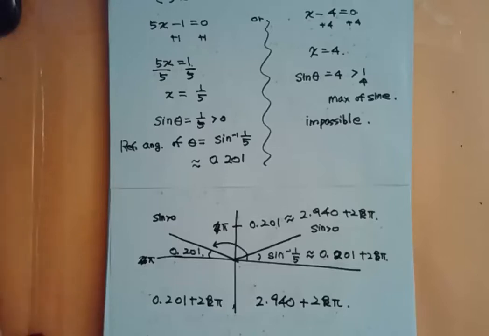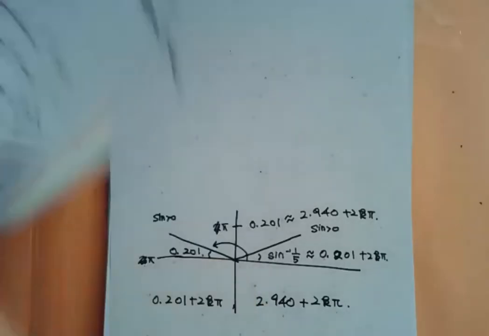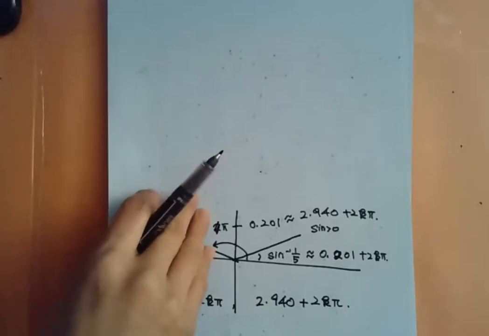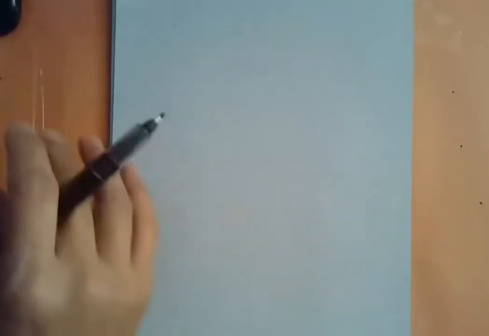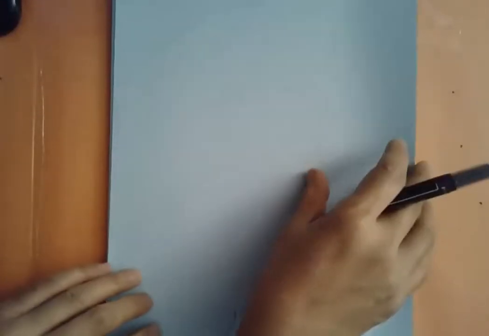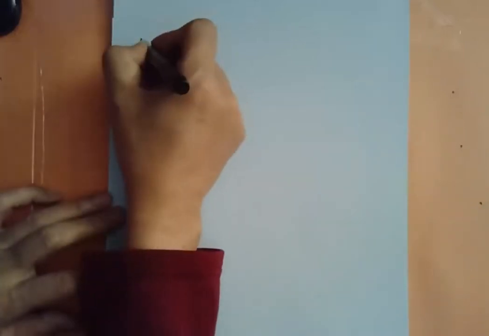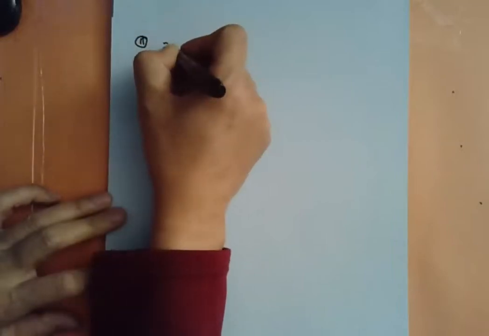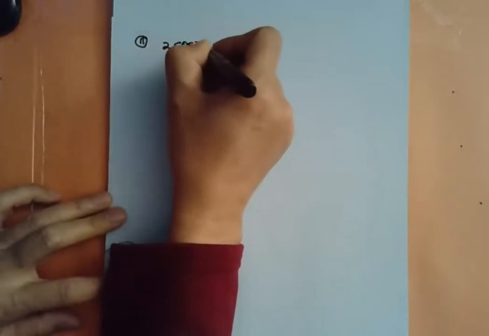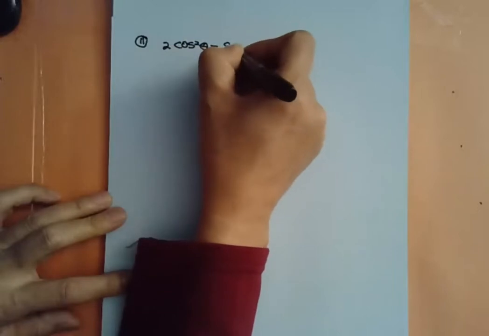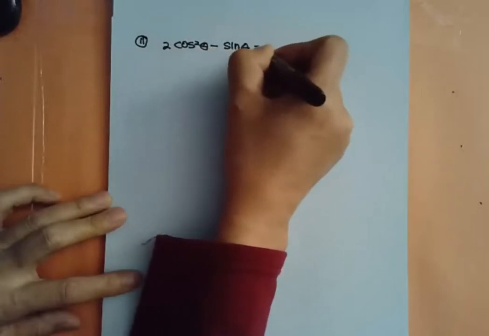We will do one more problem in this section, and then we are finishing with this section. I think the next problem is the pattern of the problems which we already solved last time. 2 cosine squared theta minus sine theta equals 1.